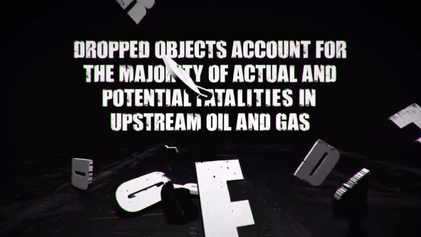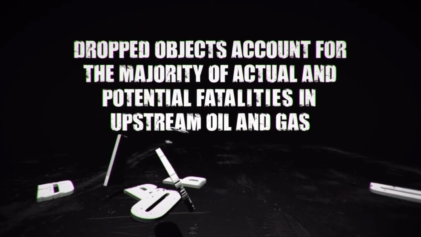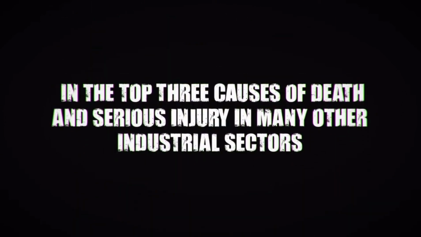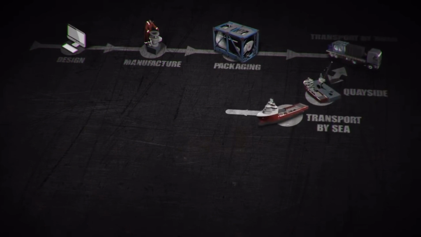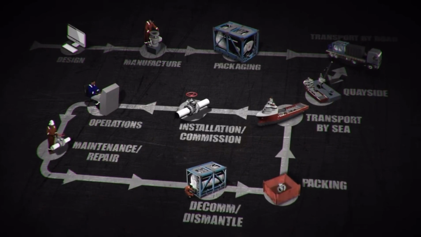Dropped objects account for the majority of actual and potential fatalities in upstream oil and gas. And they are also in the top 3 causes of death and serious injury in many other industrial sectors. Dropped objects are also a serious threat in leisure and home life too. They can occur anywhere and at any time.